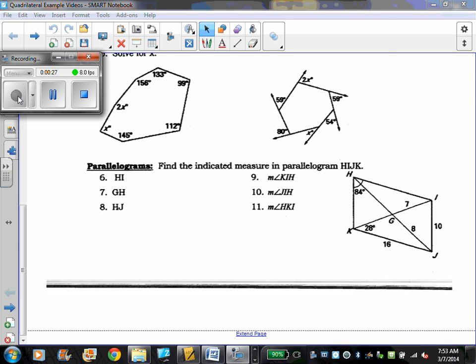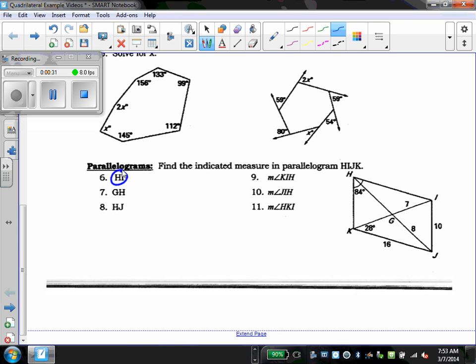First thing we want to do is find HI. Find the indicated measure, so how big HI is. Well, here's HI over here. We see it's this side. And remember, one of the properties of parallelograms is that opposite sides are congruent. So we know that KJ, the opposite side, is 16. And that tells us that HI will also be 16 in length.